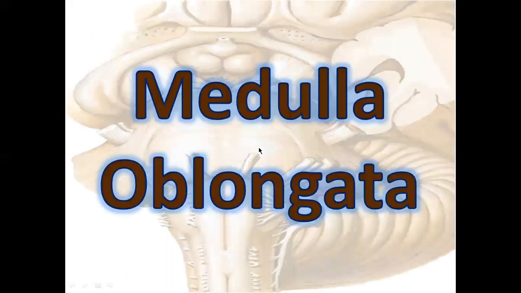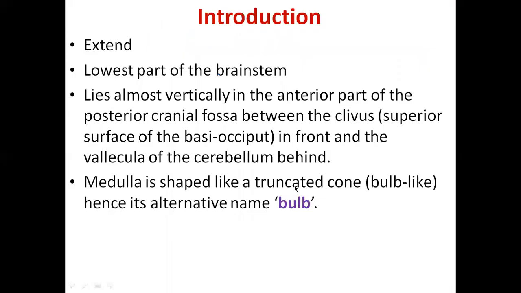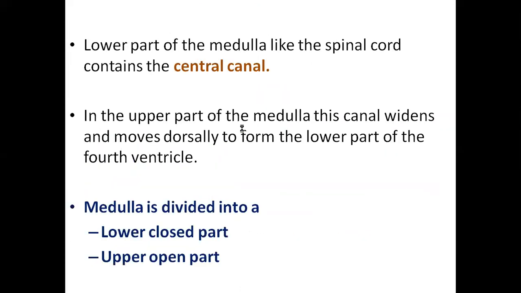Okay, the development of each part we will see separately. Then we start with the first, the medulla oblongata. From where to where does it extend? So the medulla oblongata extends from the foramen magnum up to the lower border of the pons.